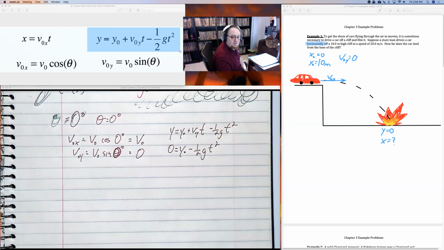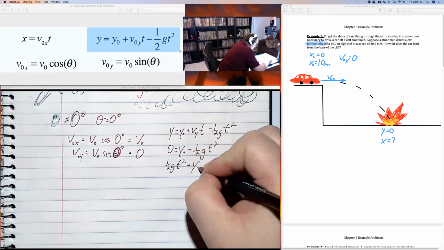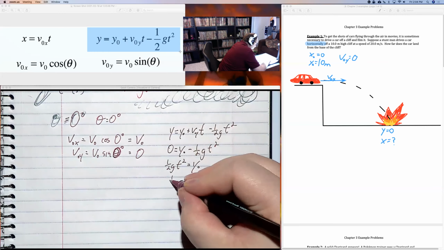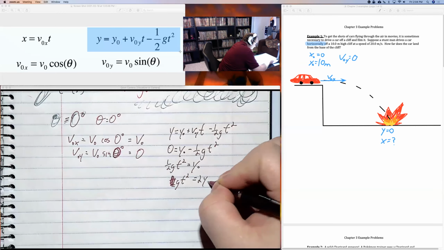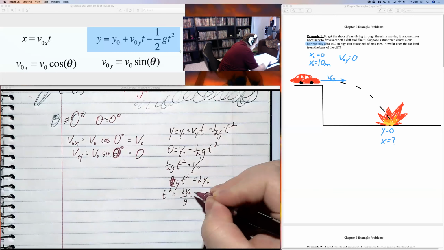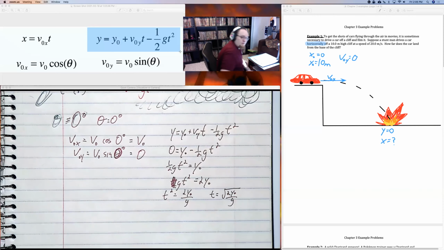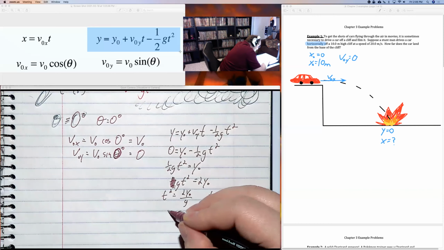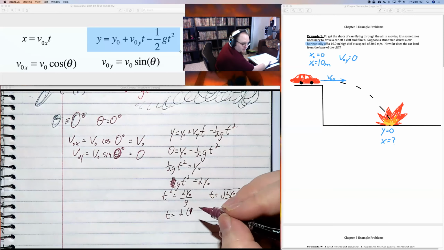And now I'll solve this for t. To solve it for t, I'll add 1/2 g t squared to both sides. Multiply both sides by 2. Divide both sides by g. And then square root. And I'll just do that math. Was it 10 meters up? 10 meters up.